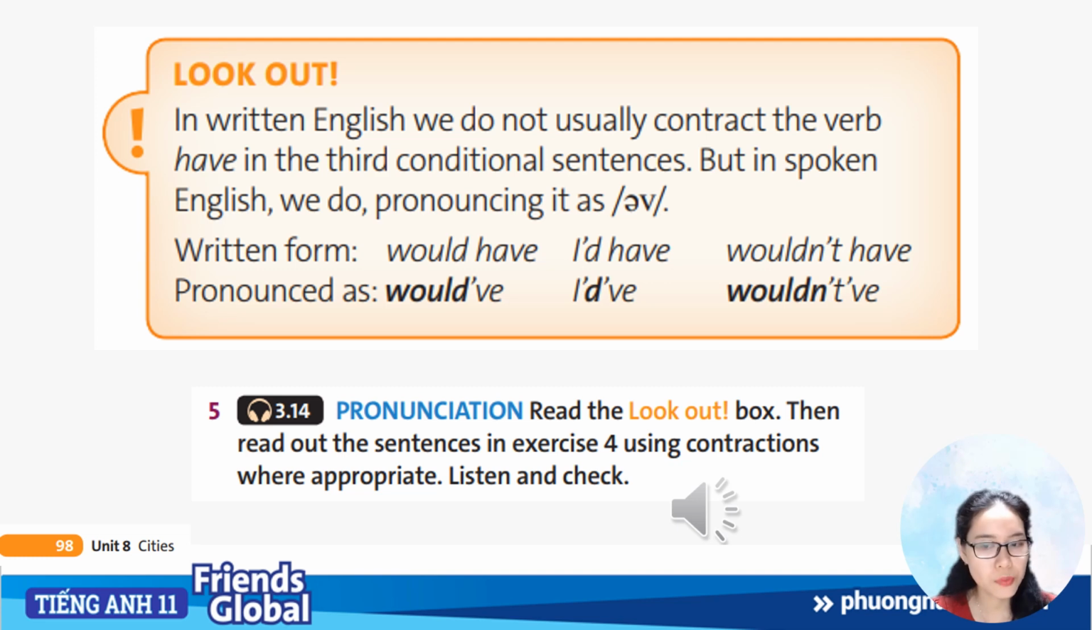Now a bit on pronunciation. Normally in written English, we do not contract the verb have in third conditional. But in spoken English, we do, and we pronounce it as of. Như vậy, ở trong văn viết, chúng ta thường sẽ không viết tắt chữ have ở câu điều kiện loại 3. Tuy nhiên, trong văn nói, chúng ta sẽ làm điều đó, và mình sẽ phát âm là of.